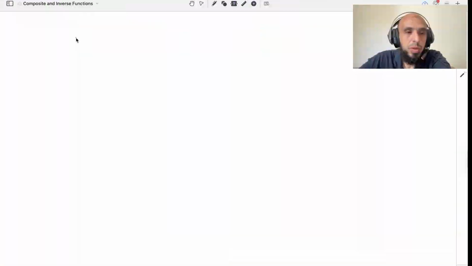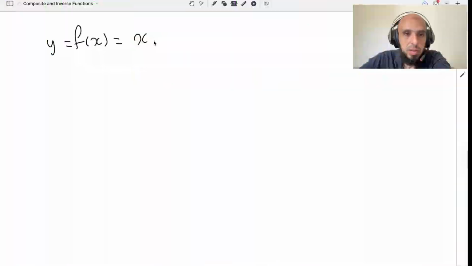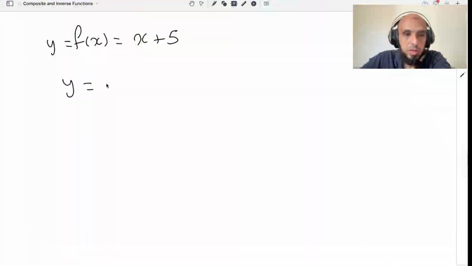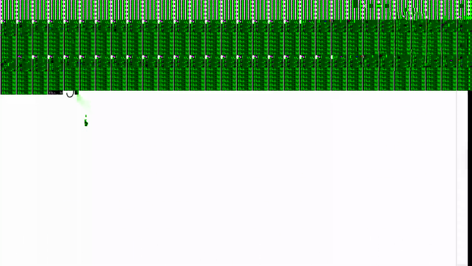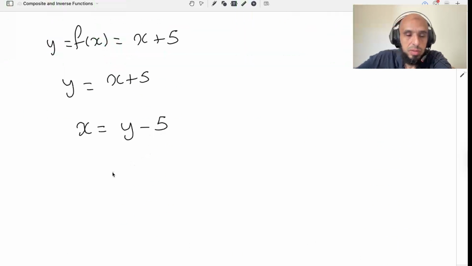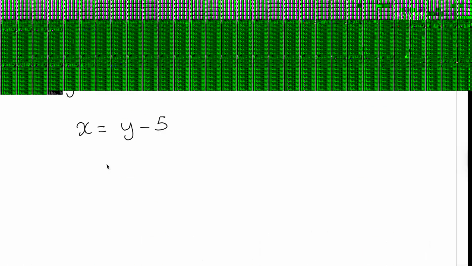We put the function f of x in the form of y equals f of x equals, for example, x plus 5. Then we write it like that, y equals x plus 5. Then we solve for x, so x equals y minus 5.